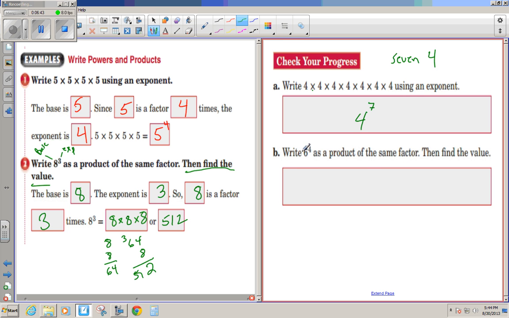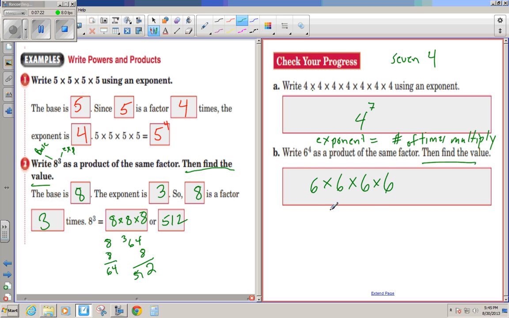All right, write 6 to the fourth as a product of the same factor, then find the value. So just like before, I'm going to write it again in case you missed it. Exponent equals the number of times that you multiply. So, 4. The exponent's the number of times you multiply. So this is 6 times 6 times 6 times 6.